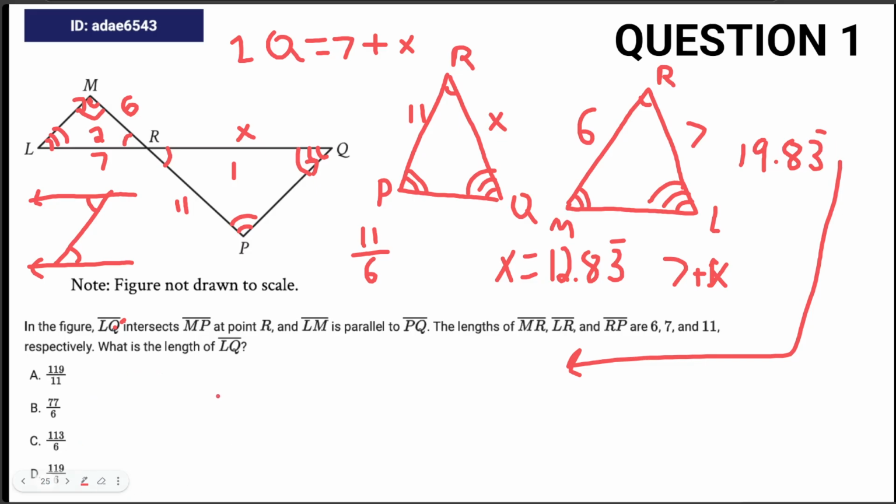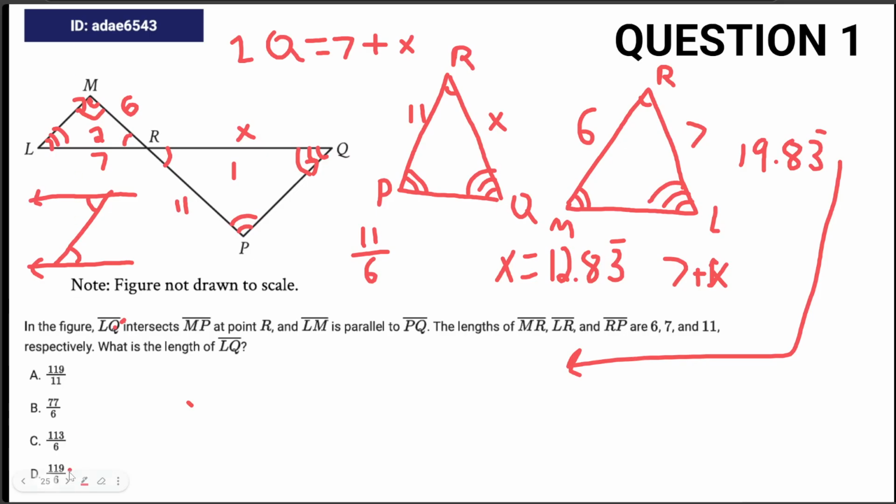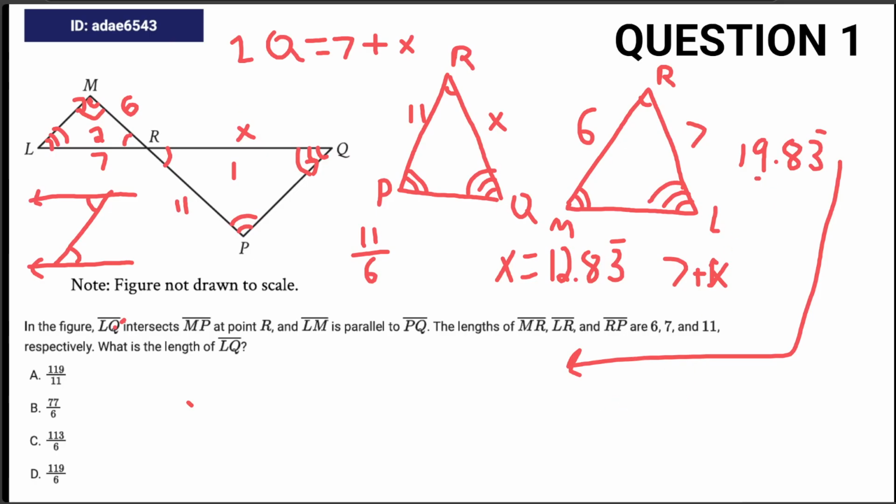And you can see none of these are quite in the right form, but if we plug each of these into the calculator, all you gotta do is just 77 over 6, nope, that would be just X, 113 over 6, not quite, 119/6. Hopefully this works. Yep, 19.83 repeating, just like we found. The answer would be D.